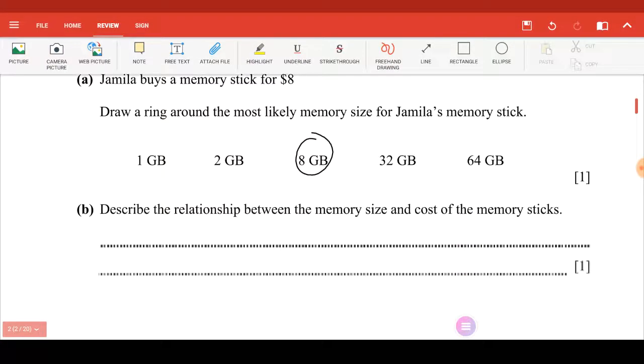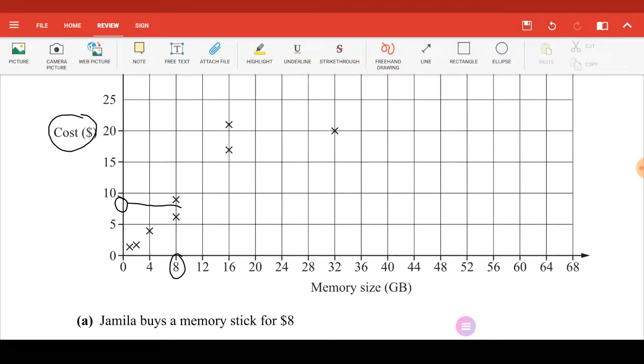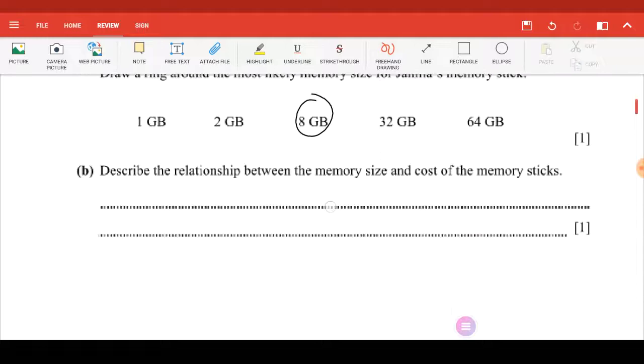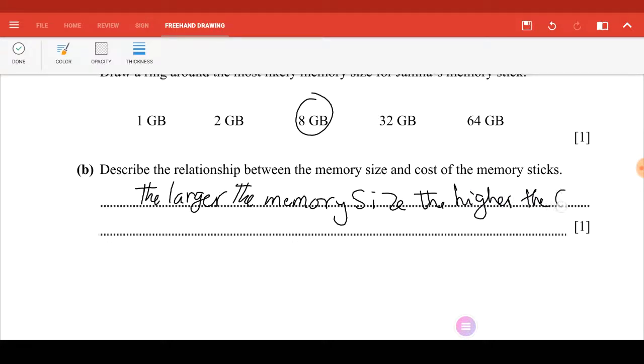Next question, describe the relationship between the memory size and cost of the memory sticks. As you see, the larger the memory size, the higher the cost. So you can write clearly that the larger the memory size, the higher the cost. And even in real experience, you will buy a higher size with a higher price.